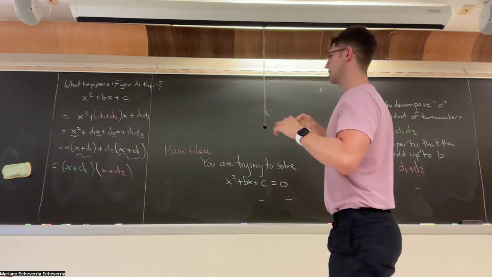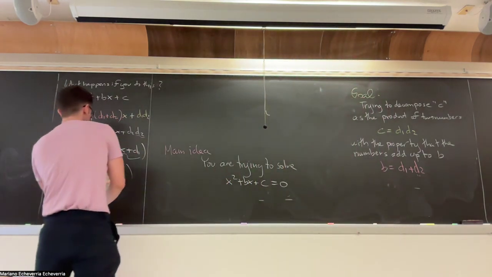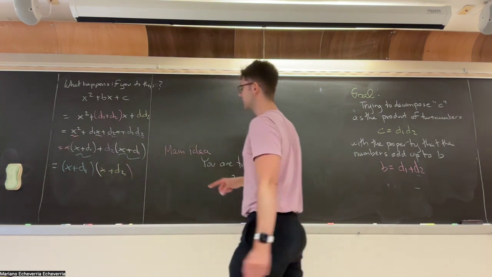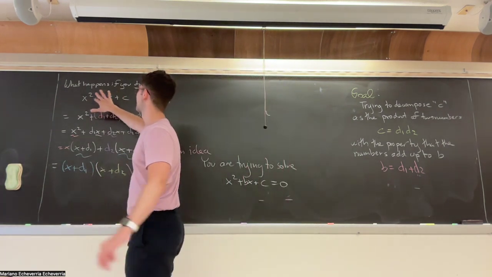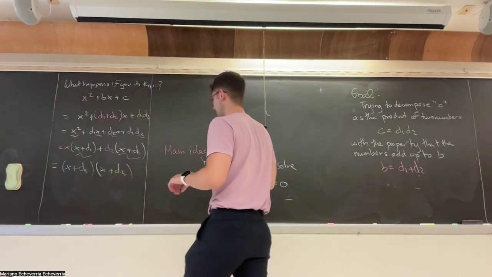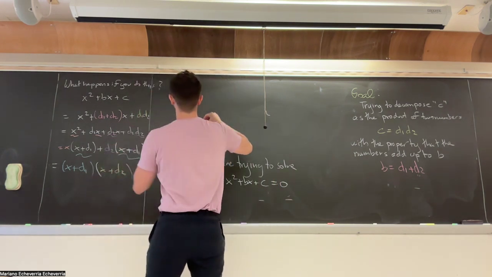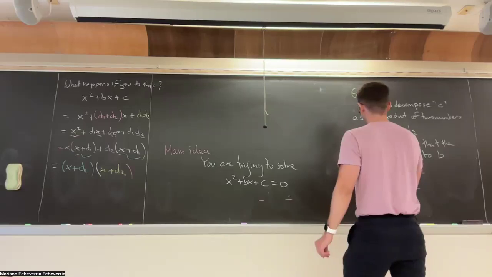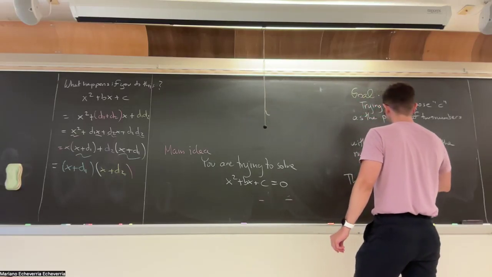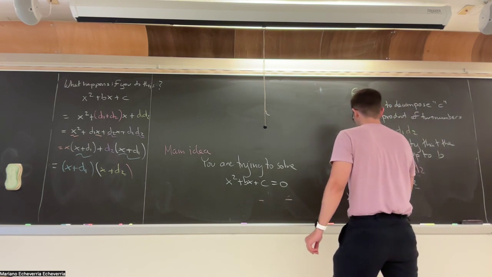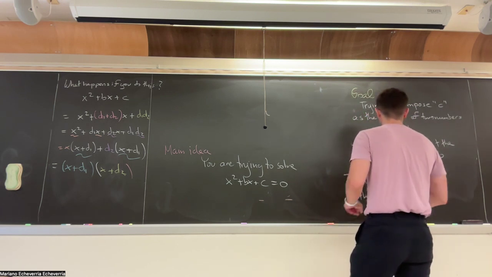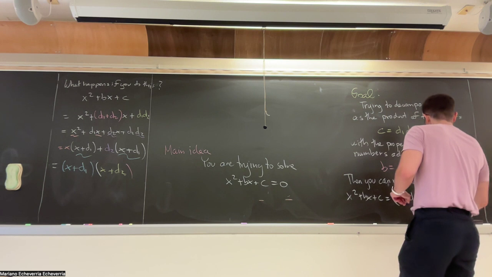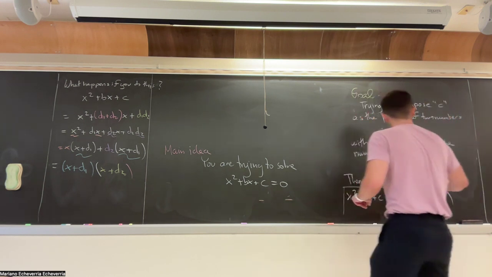So my point is that if you're able to do this, the idea is that if you find those two numbers, d1 and d2, then you can always rewrite this expression as a product of these two linear factors. So let me just summarize. That's the justification. Then you can rewrite x squared plus bx plus c as x plus d1 times x plus d2. Okay.